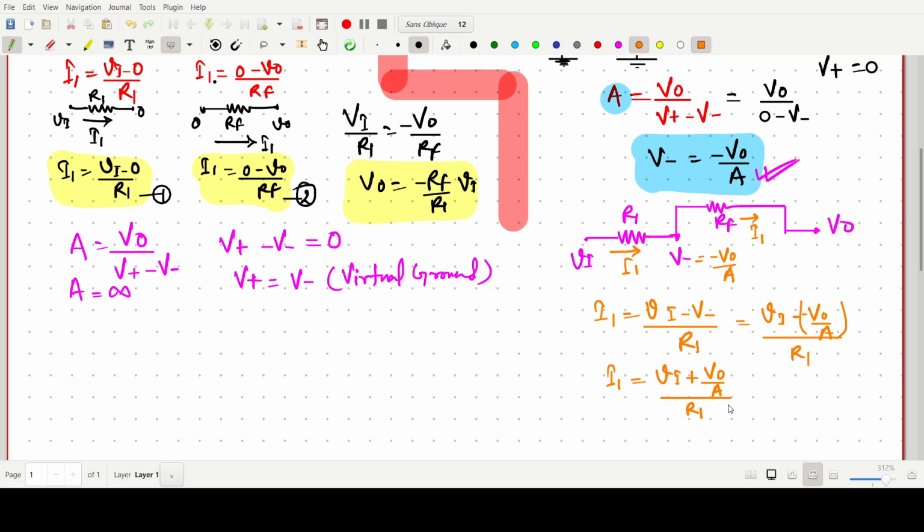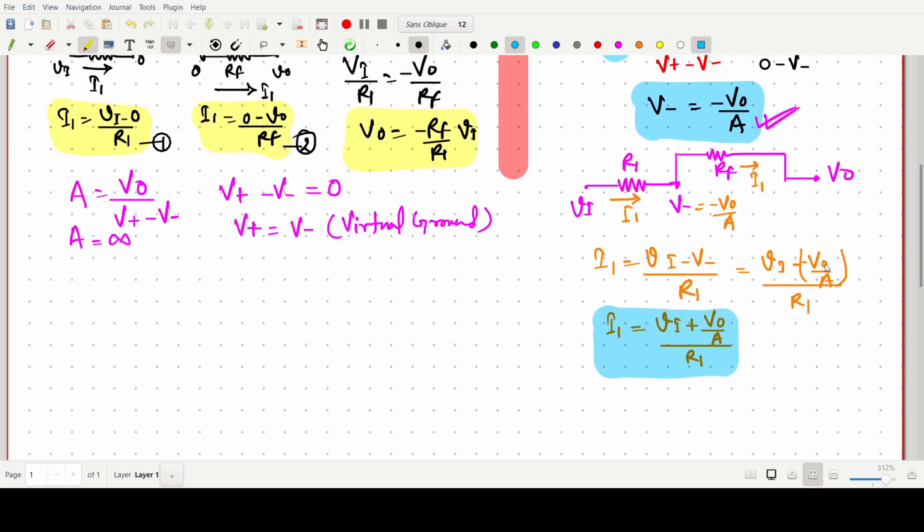Okay, so this one is okay. Means how we have found this value? Very simple. This I1 will be Vi plus V naught by A, over R1. So this one is the I1 value we have calculated, using this formula. Now I1 is known to us. Now this one is also I1. So for this one, what we will write, I am writing here.